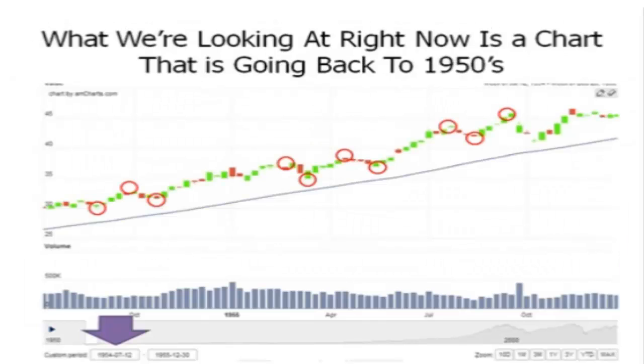So as you can see, we're looking at a chart that was taken back in the 1950s, 1954, and the market is going to give you different peaks and troughs, and it's going to show you who's in control. As you can see here, the market's stair-stepping higher, giving you higher peaks and higher troughs. So therefore, buyers are in control when looking at this chart here.